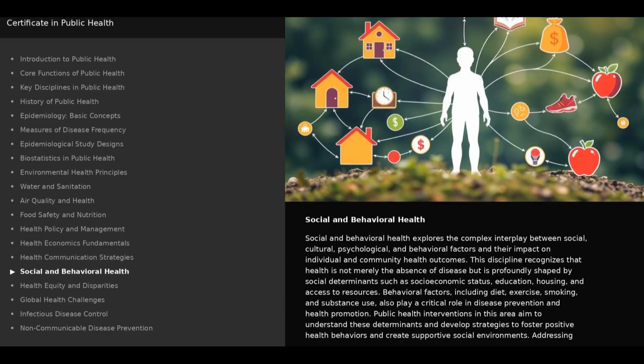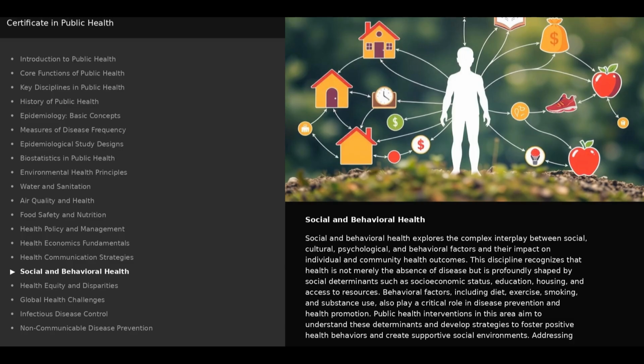Social and behavioral health. Social and behavioral health explores the complex interplay between social, cultural, psychological, and behavioral factors and their impact on individual and community health outcomes. This discipline recognizes that health is not merely the absence of disease, but is profoundly shaped by social determinants such as socioeconomic status, education, housing, and access to resources.